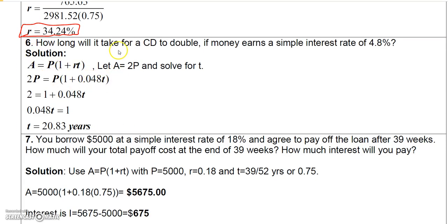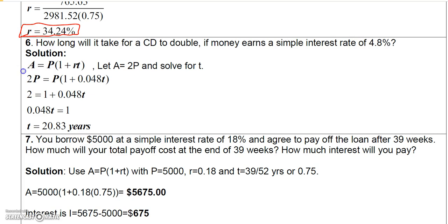How long will it take for a CD to double? Now this CD is not Lady Gaga's latest hits. This would be a certificate of deposit that banks offer. The money earns a simple interest rate of 4.8%.